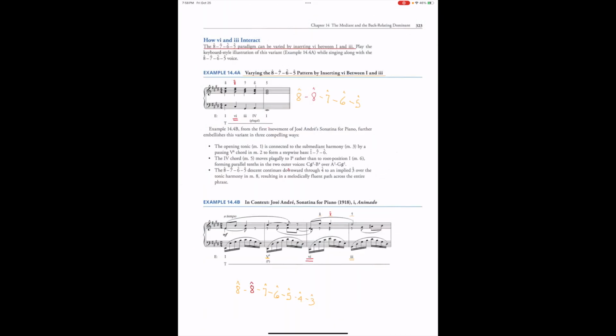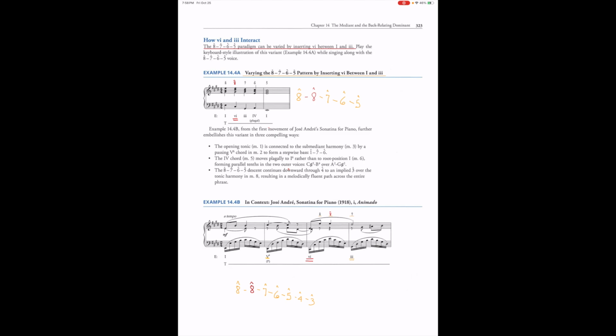How do 6 and 3 interact? Keeping in mind that descending 8, 7, 6, 5 paradigm that we just did on the last page, if you look at example 14.4, letter A, this time we're in the key of E major. Look at the soprano part. 8, 8, 7, 6, 5.